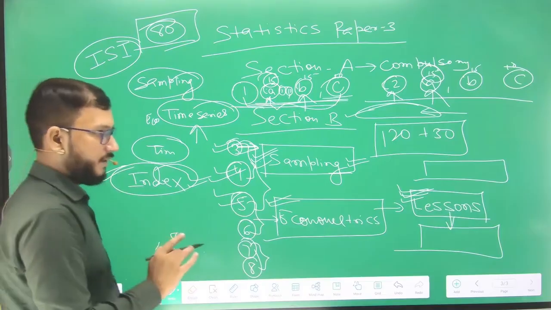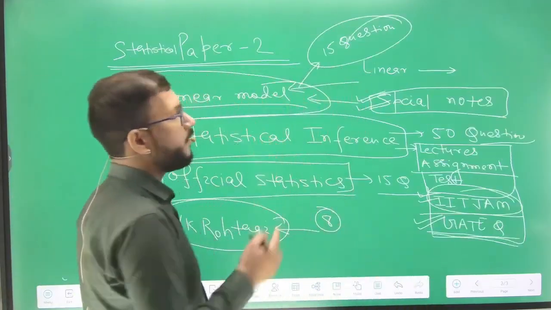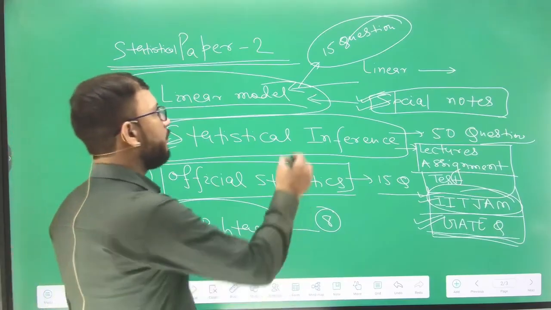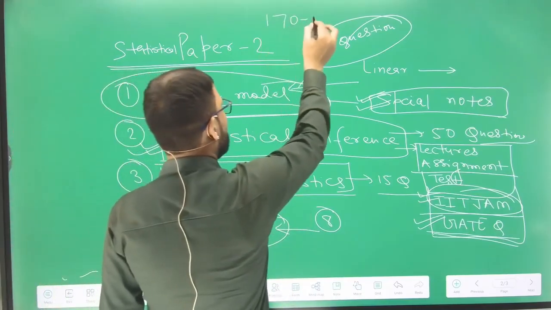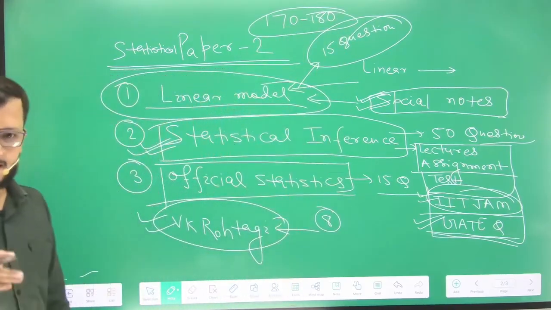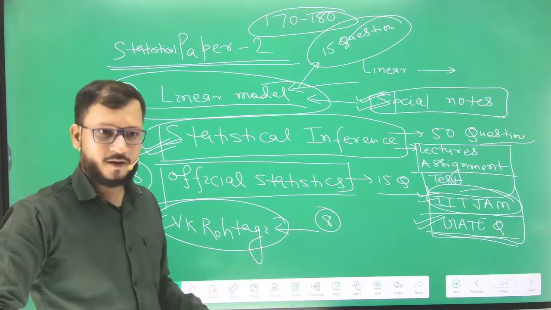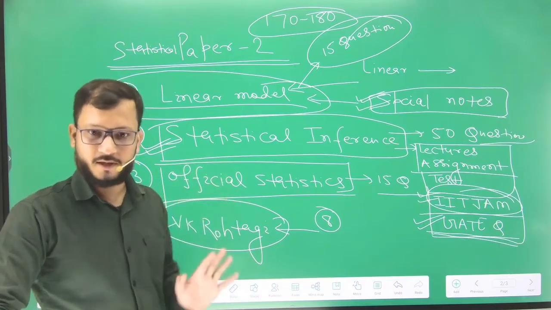In paper 3, as in paper 2, we have set the target. In paper 2, your target should be 170 to 180 marks. Do not be scared, it can be done. You need at least 170 marks, because there will be a time when students will be getting 200 out of 200.